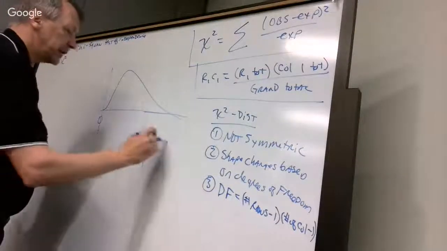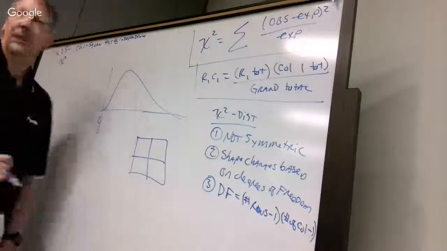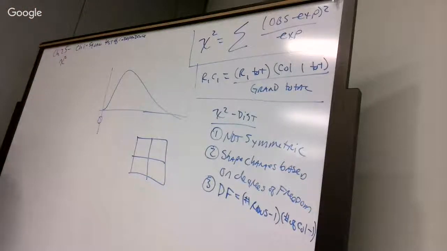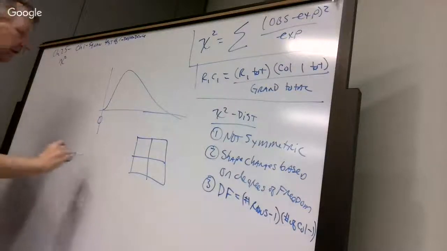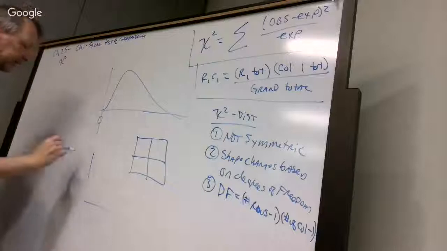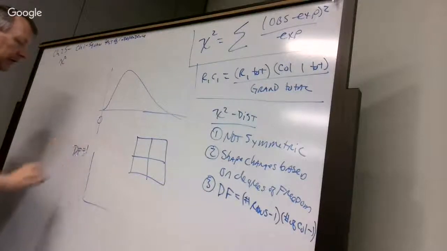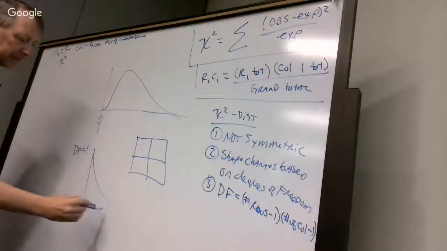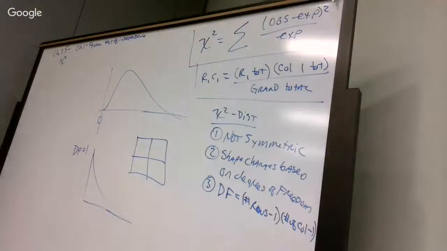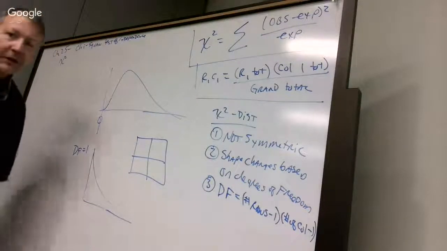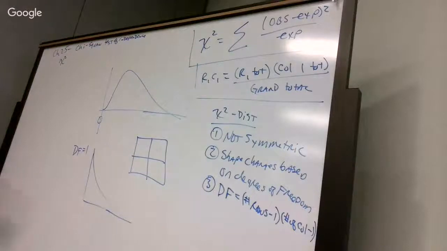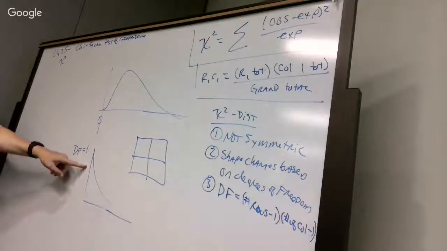Now let's back up again. We've got a 2 by 2 table, right? How many rows do I have? 2 minus 1 is 1. How many columns? 2 minus 1 is 1, times 1 is 1. So if it has degrees of freedom equal to 1, it looks like this. Oh, it's on there. So this is actually what ours looks like.